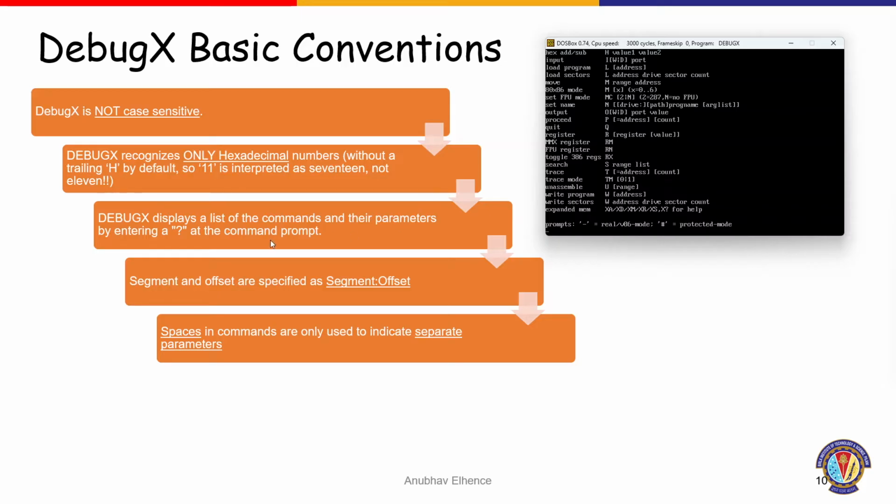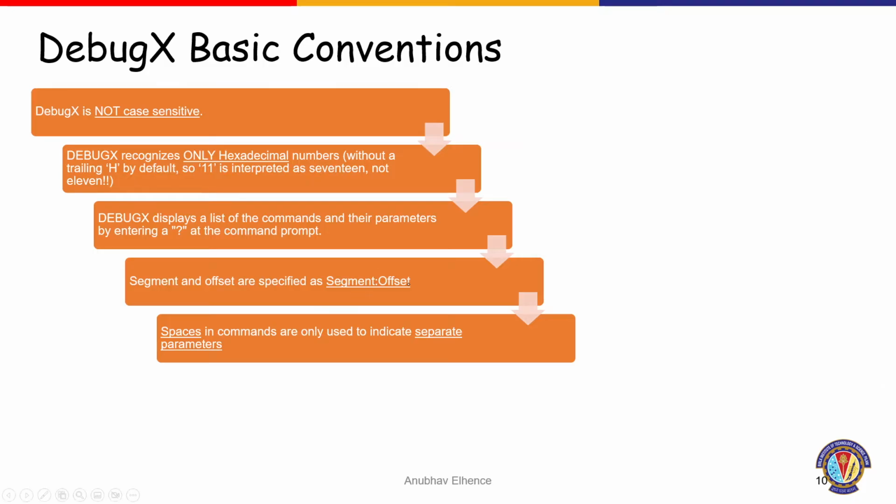All right, next is that segment and offset are specified as segment colon offset. By the time you might be seeing this video, this must have already been covered in the lecture section. If you're still confused about this, I would highly recommend you revisit that. Spaces in commands are only used to indicate separate parameters. We'll see this as we go ahead, just for those who are a little confused about the segment and offset thing.